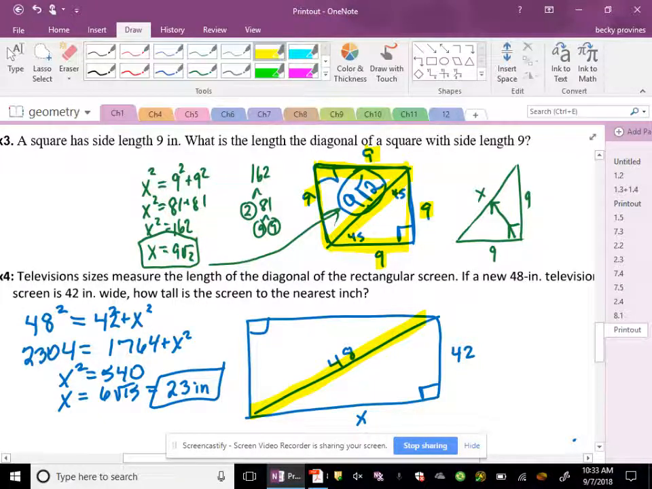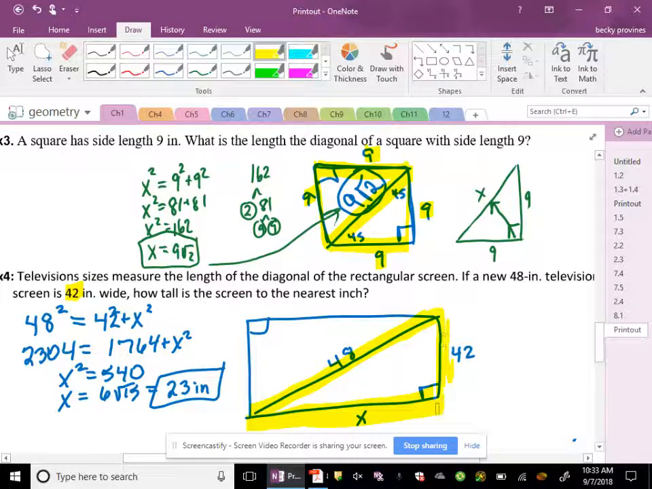So I drew my rectangle. I know it's 48 inches diagonally. And I also know it is, right here, it says 42 inches tall. So you're trying to figure out how wide it is.